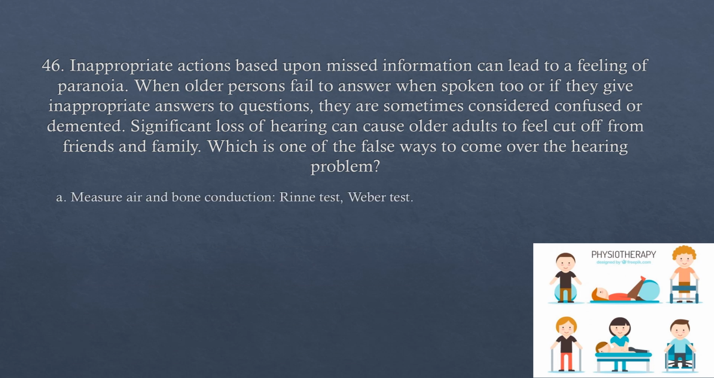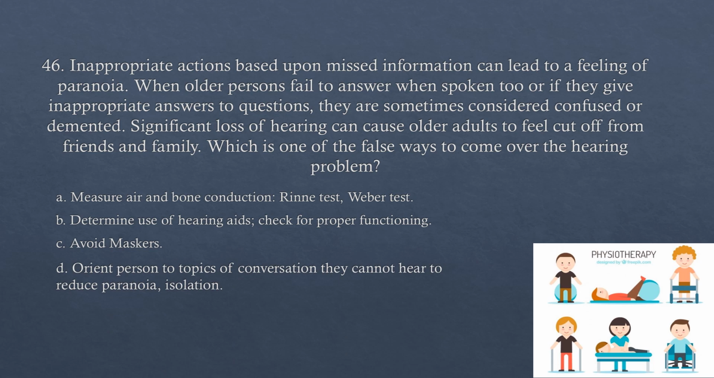A. Measure air and bone conduction, Rhine test, Weber test. B. Determine use of hearing aids, check for proper functioning. C. Avoid maskers. Or D. Orient person to topics of conversation they cannot hear to reduce paranoia, isolation.